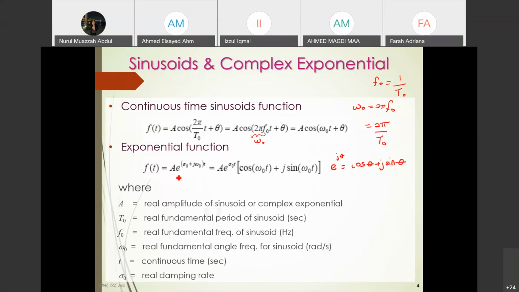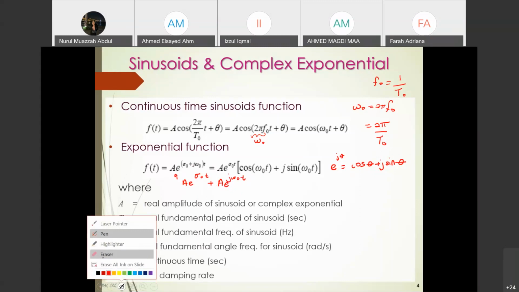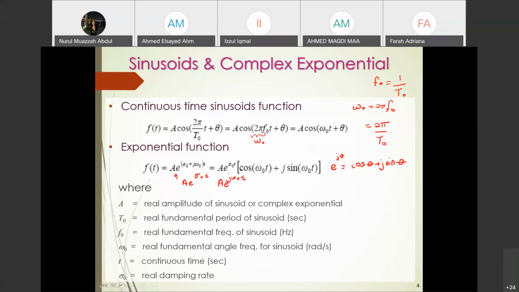Basically this one is A exponent sigma naught t times A exponent j omega naught t. Sorry, it's not plus, it's multiply. That's why when you multiply exponential functions, you can add the exponents here. And then when you rewrite it again using this formula, you will get this exponential function. The damping rate is the rate of the oscillation decay.